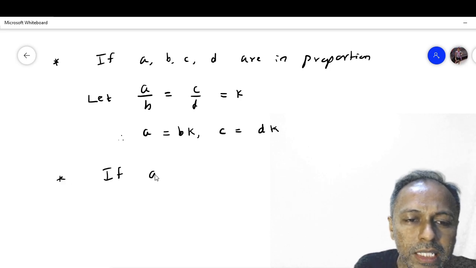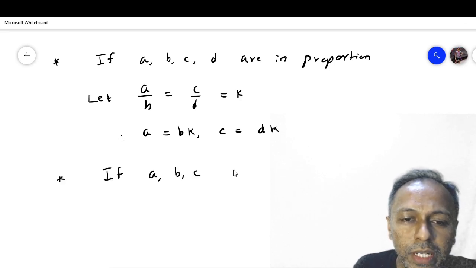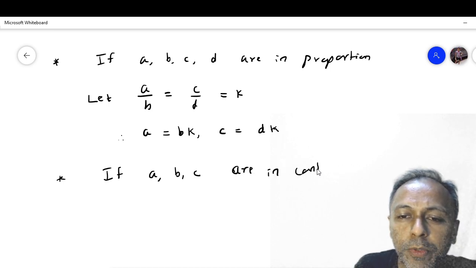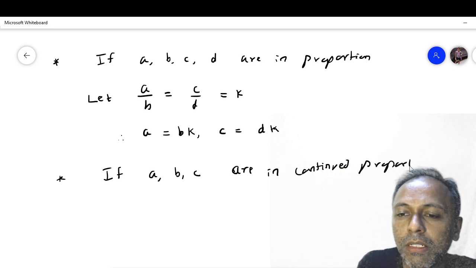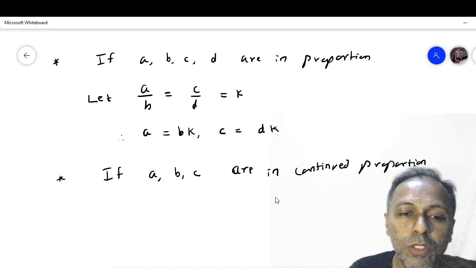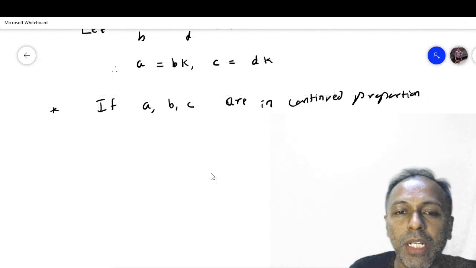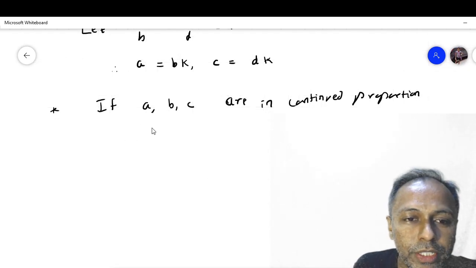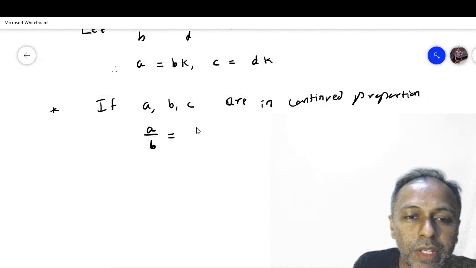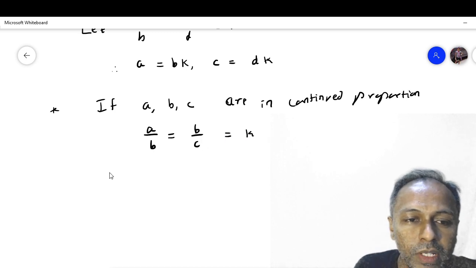Let us take an example. What would have happened if A, B, C are in continued proportion? We have already seen some points about this. But if it is to be used with the K method, like sometimes you have LHS equal to RHS questions, there we can write A upon B equal to B upon C equal to K.